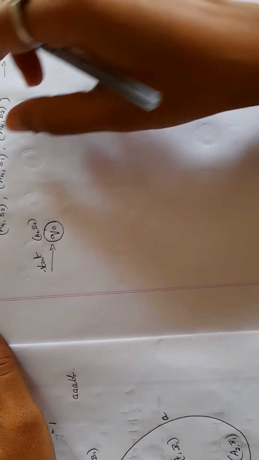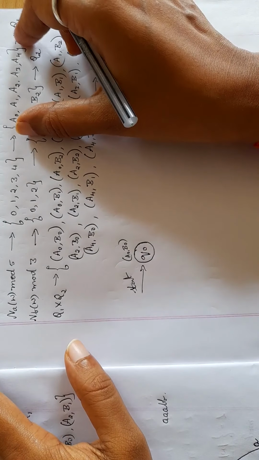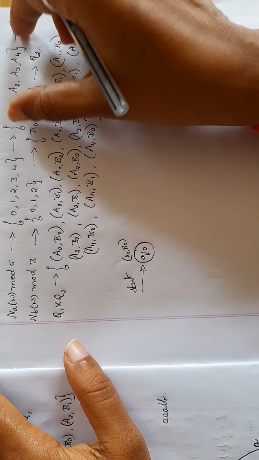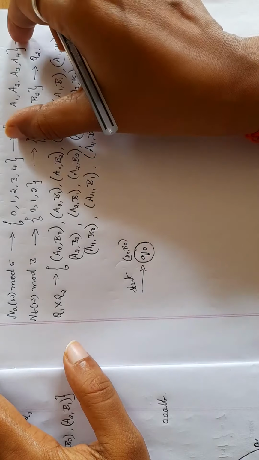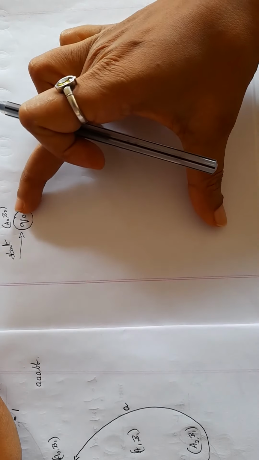So what I'll do? With respect to this, you have 5 states with respect to B0, 5 with respect to B1, 5 with respect to B2. So I will take the states here: 5 states here, 5 states here and 5 more states here.